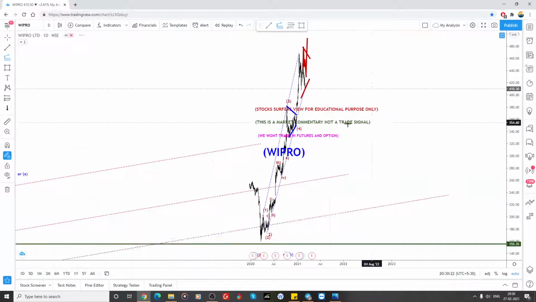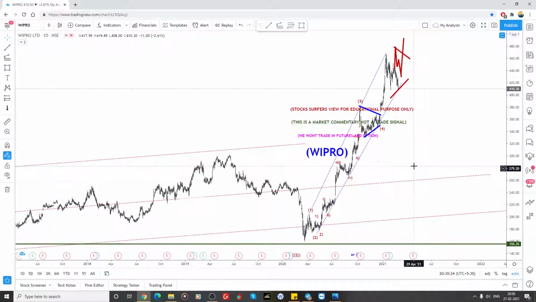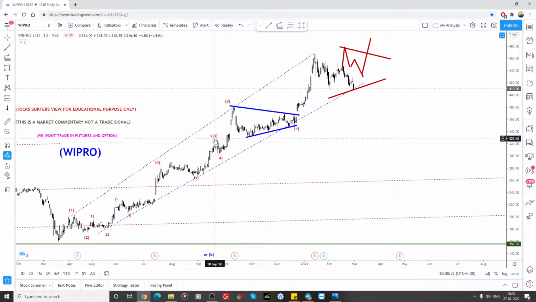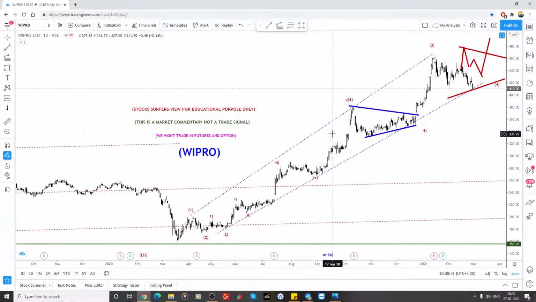So what will be here means, one two three four five. So in the previous I marked like this, and again, previous I did like this, ABC, ABCDE. Yeah, this is the fourth wave, this is the third.